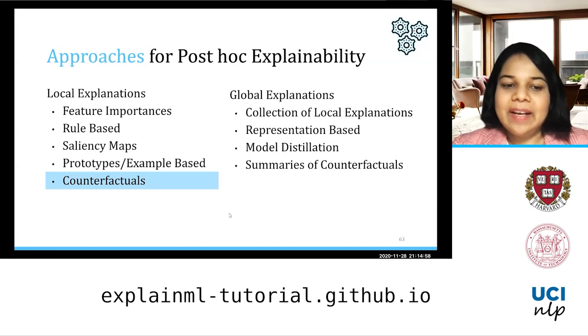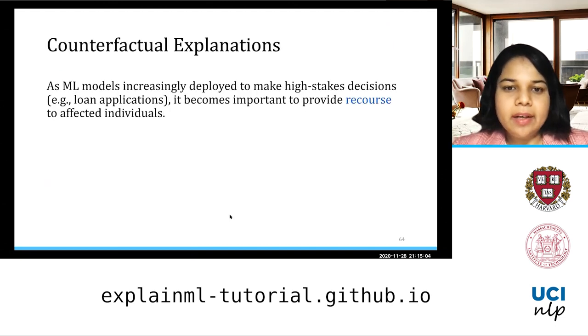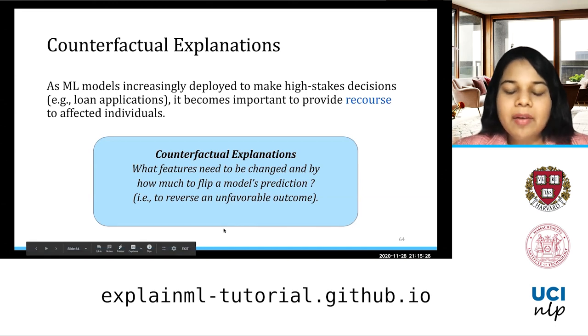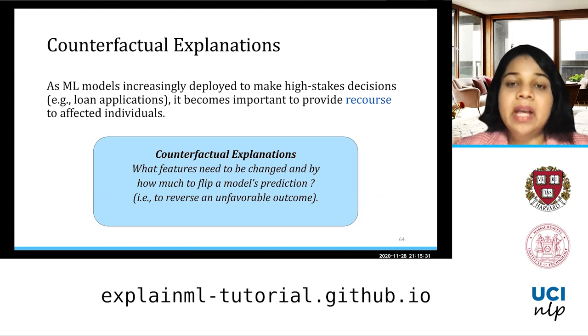All right, now let's talk about local counterfactual explanations. As machine learning models are being increasingly deployed to make high-stakes decisions, it also becomes important to provide recourses to affected individuals. And this is exactly what counterfactual explanations will help us do. So counterfactual explanations give us the following information. They tell us what features need to be changed and by how much to flip a model's prediction, that is, to reverse an unfavorable outcome.